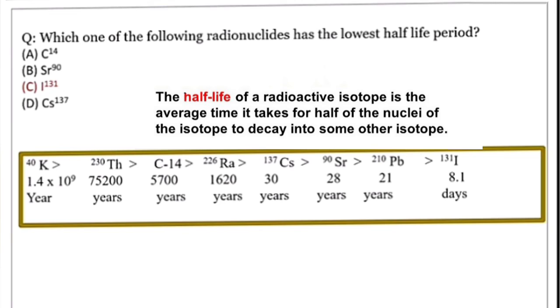In this case, you have to see that the half-lives of all the compounds are given, and among them iodine 131 has the lowest half-life period of 8.1 days. The carbon has a half-life of 5700 years. Similarly, strontium is with 28 years and cesium has a half-life of 30 years. So the correct option will be option number C, iodine 131 isotope.